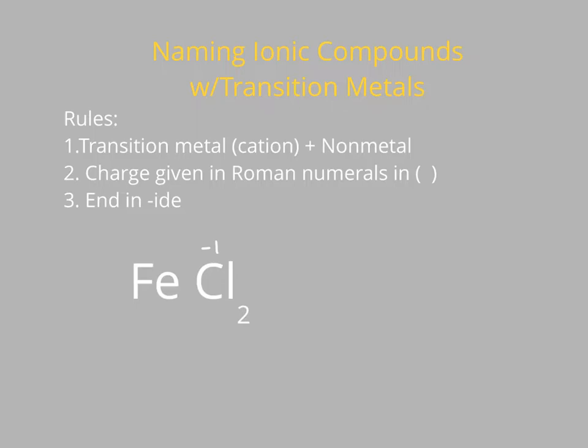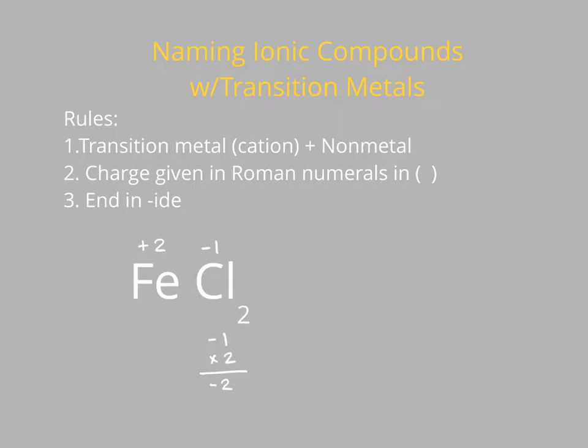So if chlorine has a -1 charge and we have two chlorines, then we have an overall negative charge of -2. That overall negative charge of -2 has to be completely balanced out by the one iron present. So in this case, we know that iron must have a +2 charge in order to balance out the -2 charges of our chlorines.